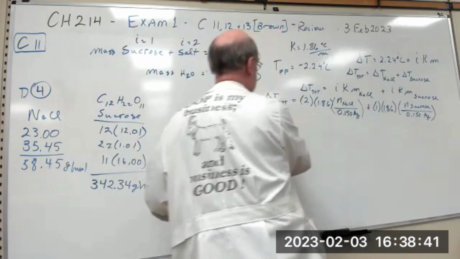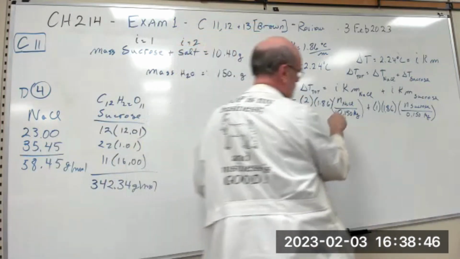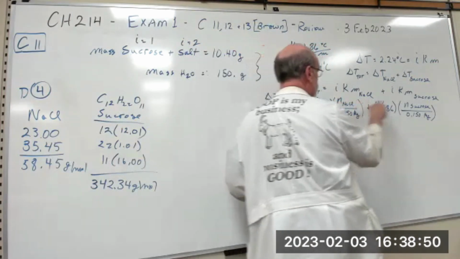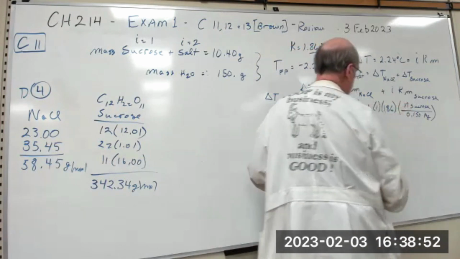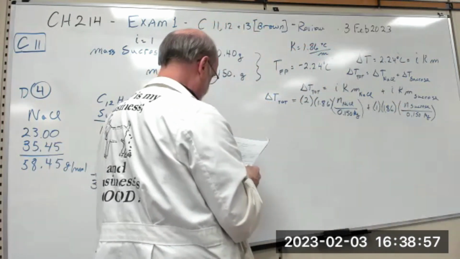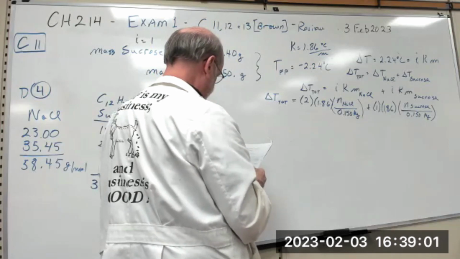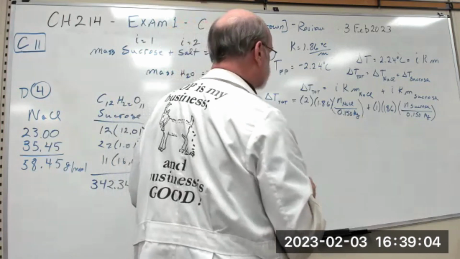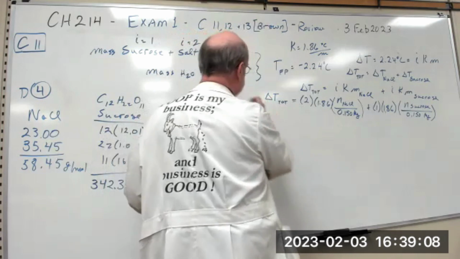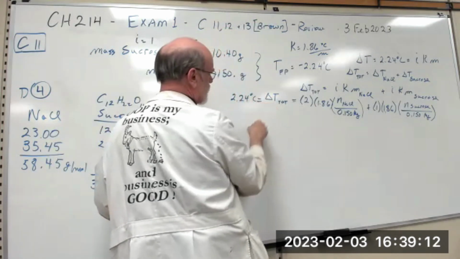We've still got the temperature change, and I haven't put it in here yet because I'm not finished. But the problem is now we have two unknowns. We got moles of sodium chloride and moles of sucrose. But let's partially solve this equation. This is 2.24 degrees C. Right, that's the change in temperature.